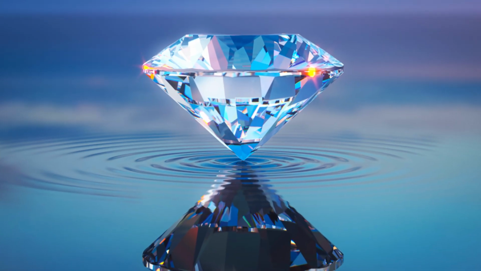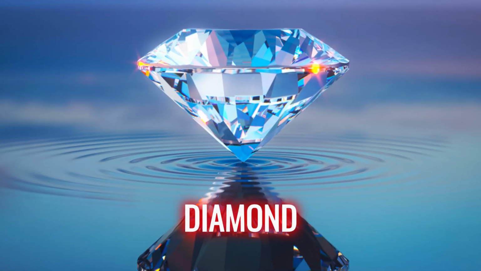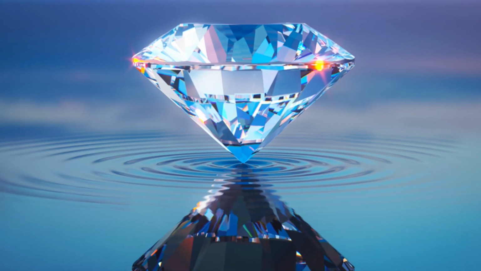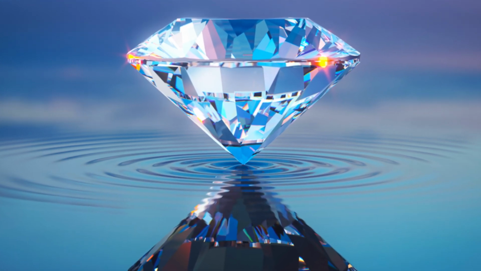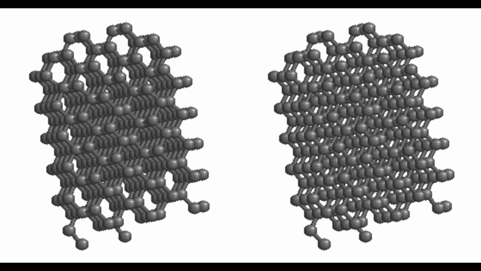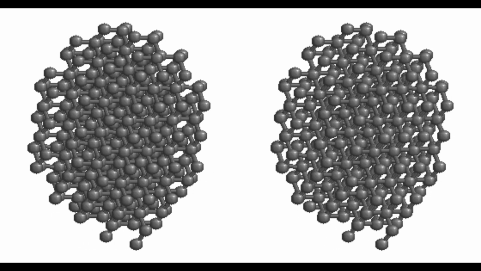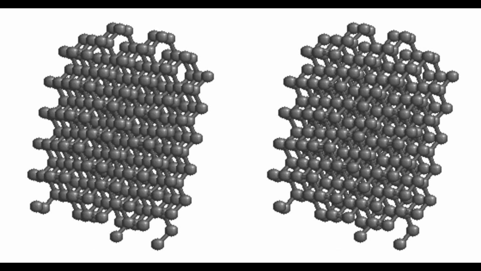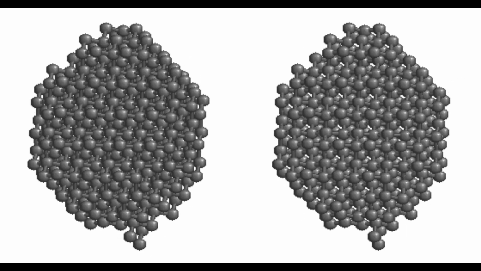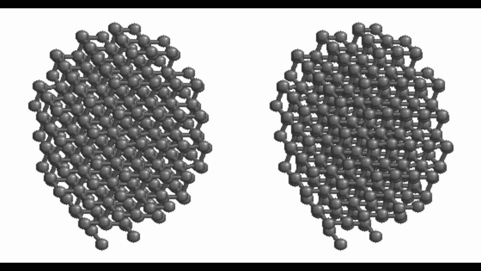Another carbon compound is diamond. Can you believe that diamond is also made of pure carbon? The difference between diamond and graphite lies in how the carbon atoms are arranged. In diamond, each carbon atom is tightly bonded to 4 other carbon atoms, making diamond the hardest natural substance.